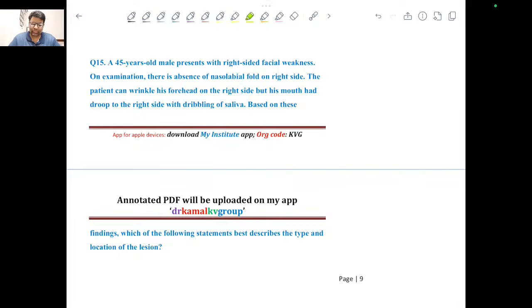Next question. A 45 years old male presents with right-sided facial weakness. On examination, there is absence of nasolabial fold on the right side. The patient can wrinkle his forehead on the right side, but his mouth had drooped to the right side with dribbling of saliva. Based on these findings, what is the type and location of the lesion? Now, to understand this, let us draw the face of the patient.